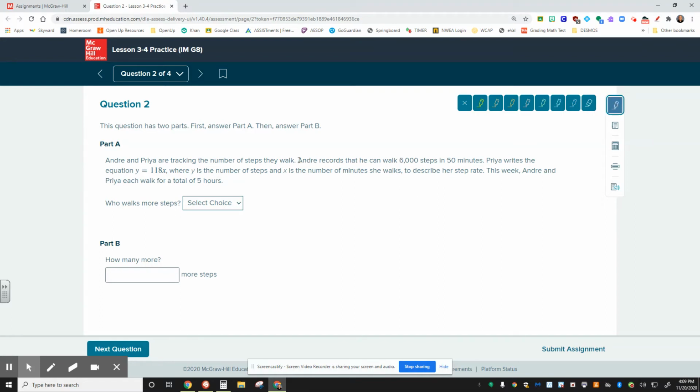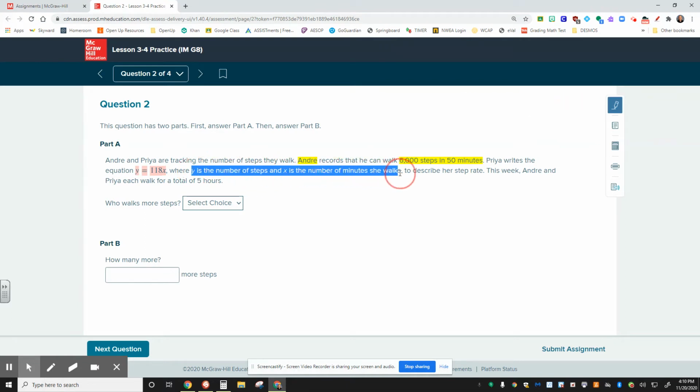First off, here's Andre. Let's go ahead and let him be yellow. And he's recording 6,000 steps in 50 minutes. Whereas Priya, let's give her a different color, can walk in an equation of y equals 118 times x. And then here's the common information between the two of them. Y is the number of steps and x is the number of minutes walked. Just to describe her constant rate, Andre and Priya both walk for a total of 5 hours.